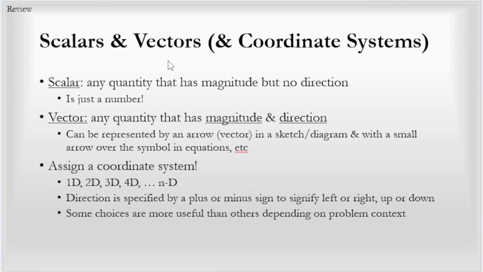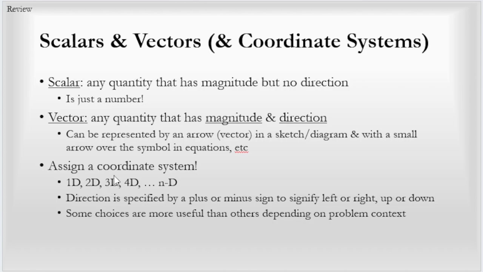I wanted to remind about scalars and vectors. If you're in physics or in math, you may be aware of the difference between scalars and vectors. Again, a scalar is any quantity that has magnitude and no direction, and a vector includes the direction information as well as the magnitude. And important here, because we're looking at directions, you need to explicitly assign a coordinate system.